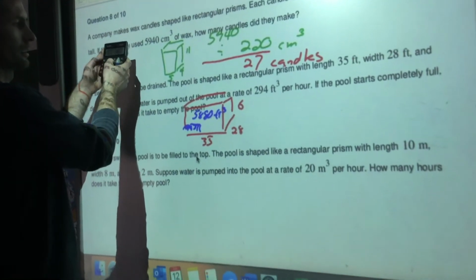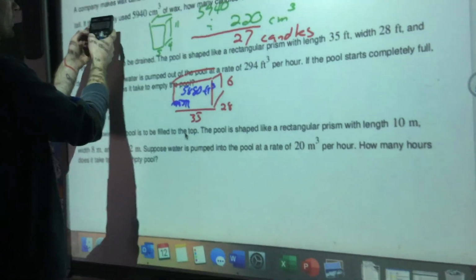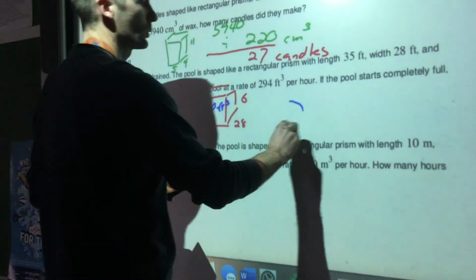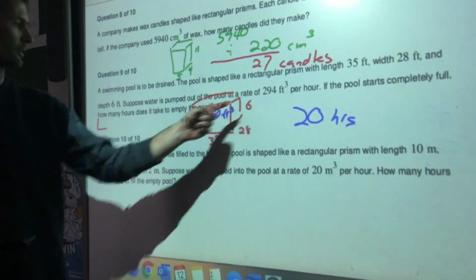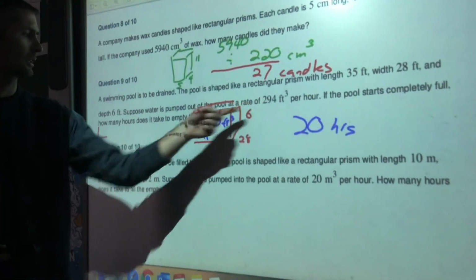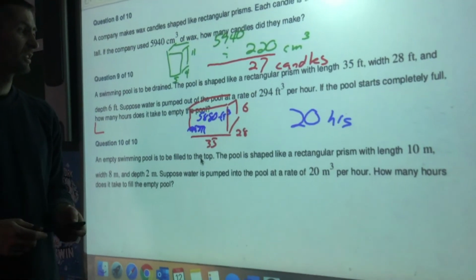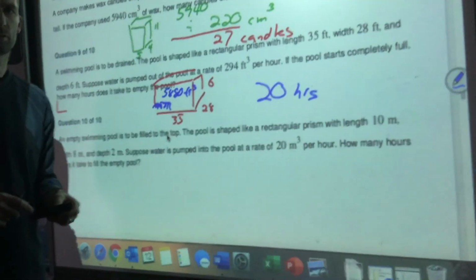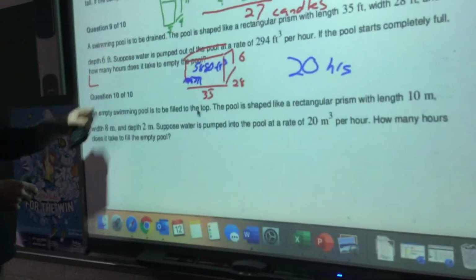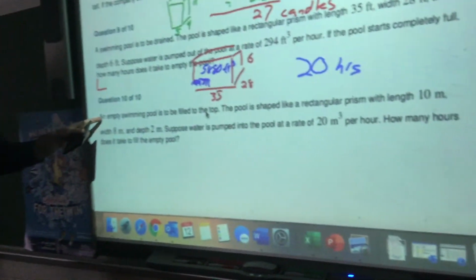5,880 divided by 294 gives you an answer of 20. So 20 hours. And then ask, does it make sense to take 20 hours? Yeah. If you would multiply those numbers, you're going to get something ridiculous. You're going to get like 600,000 hours. Don't do anything for 600,000 hours. Okay. A pool is not worth that. Make sure your answer makes sense.